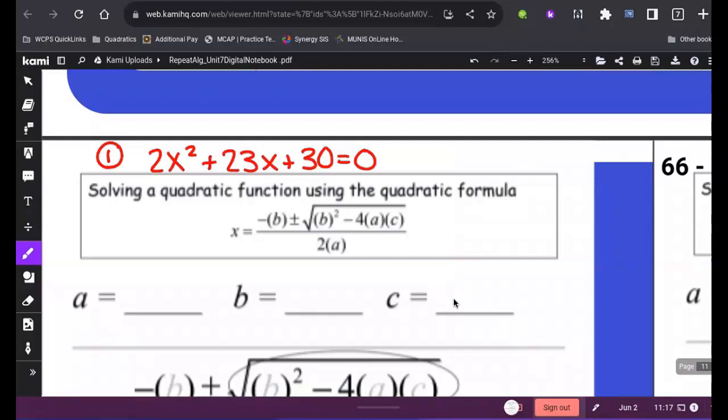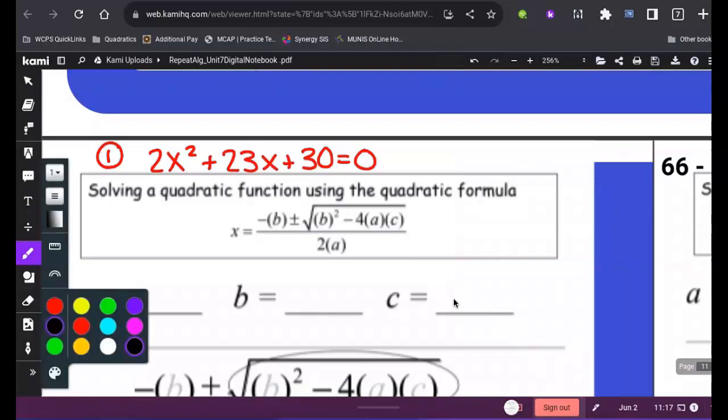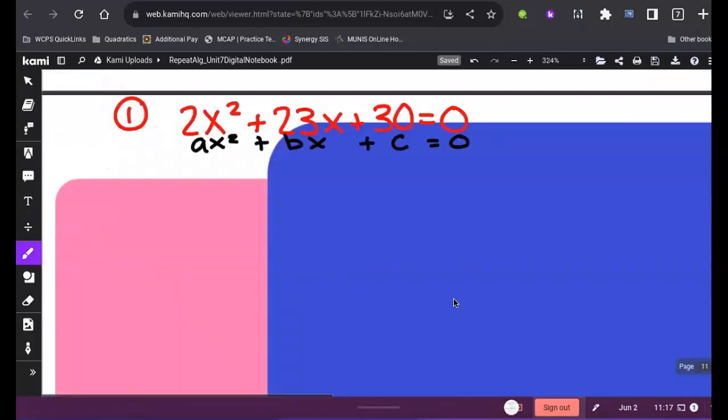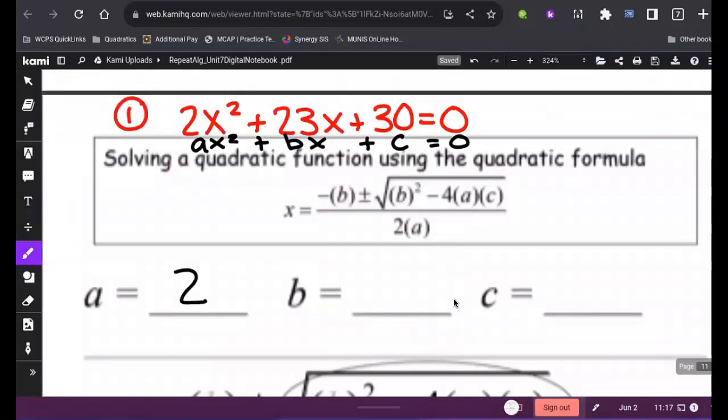So we're looking to identify the a, the b, and the c of a quadratic equation in standard form. The first number is our a value, so it's ax to the second power plus bx plus c. If you have everything written in order, you're just going to read off the numbers in order. So your a is the first number, which is 2. Your b is the second number, which is 23. And your third number is the c value, which is 30.